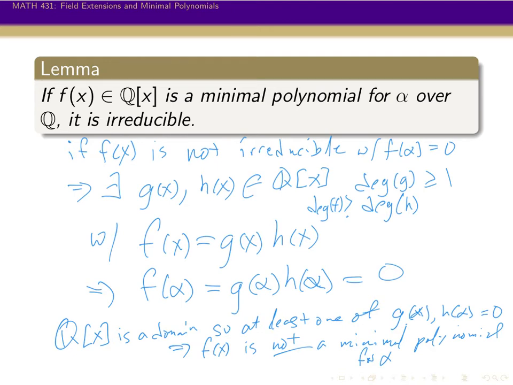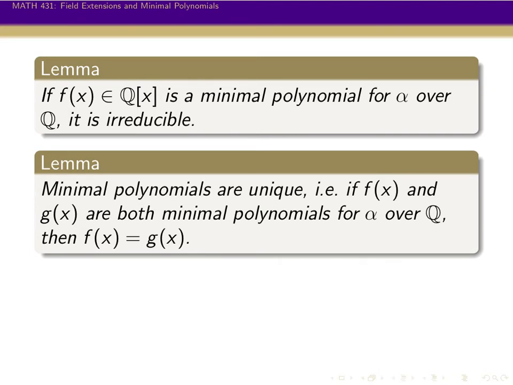And so if you look back at the examples we saw at the beginning, x squared minus 2, x squared plus 1, x cubed minus 2, those are all irreducible polynomials. And so they all fit into this. Secondly, minimal polynomials are unique. And the uniqueness here means that if you have two polynomials, call them f and g, that are both minimal polynomials for alpha, then they actually have to be the same thing. And so remember, minimal polynomials have to be monic. They'd have to be of the same degree.